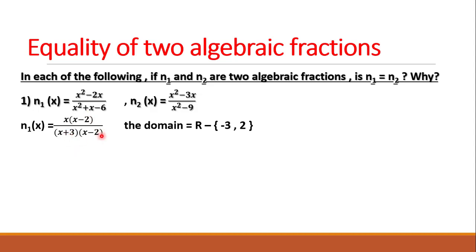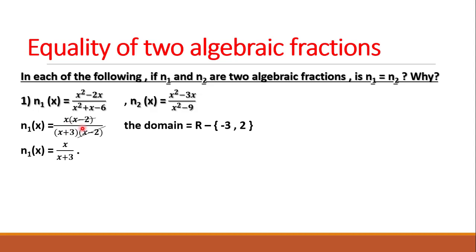Okay, what is the domain? The domain here will be r except, or r minus, the zeros of the denominator. The zeros of the denominator are negative 3 and positive 2. So the domain of n1 equals r minus negative 3 and 2. Let's move on. Okay, we can also simplify. Here we have x minus 2 and here we have x minus 2. So the simplest form will be x over x plus 3.